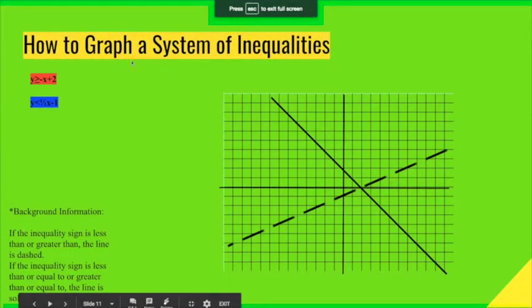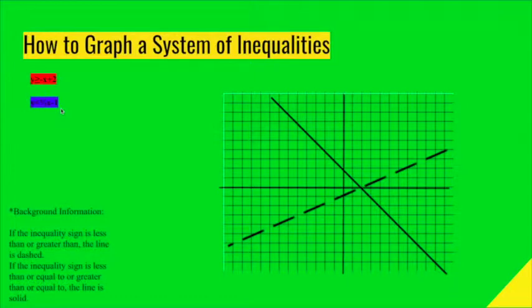How to graph a system of inequalities. So our equations are y is greater than or equal to x plus 2, and y is less than a half x minus 1. If the inequality sign is less than or greater than, the line is dashed. If the inequality sign is less than or equal to or greater than or equal to, the line is solid.